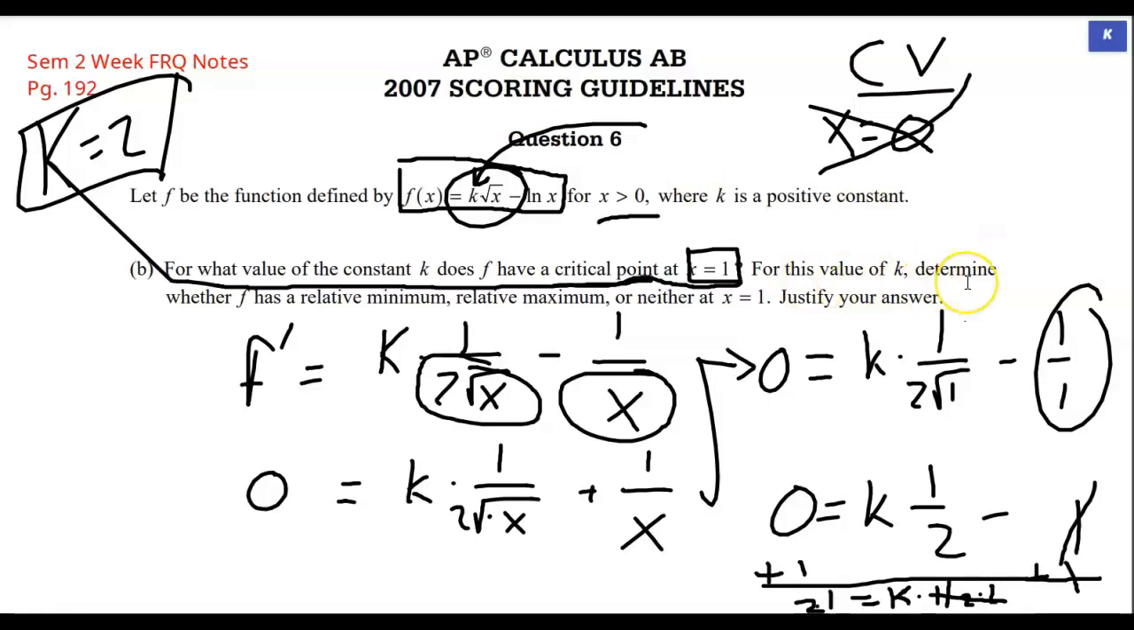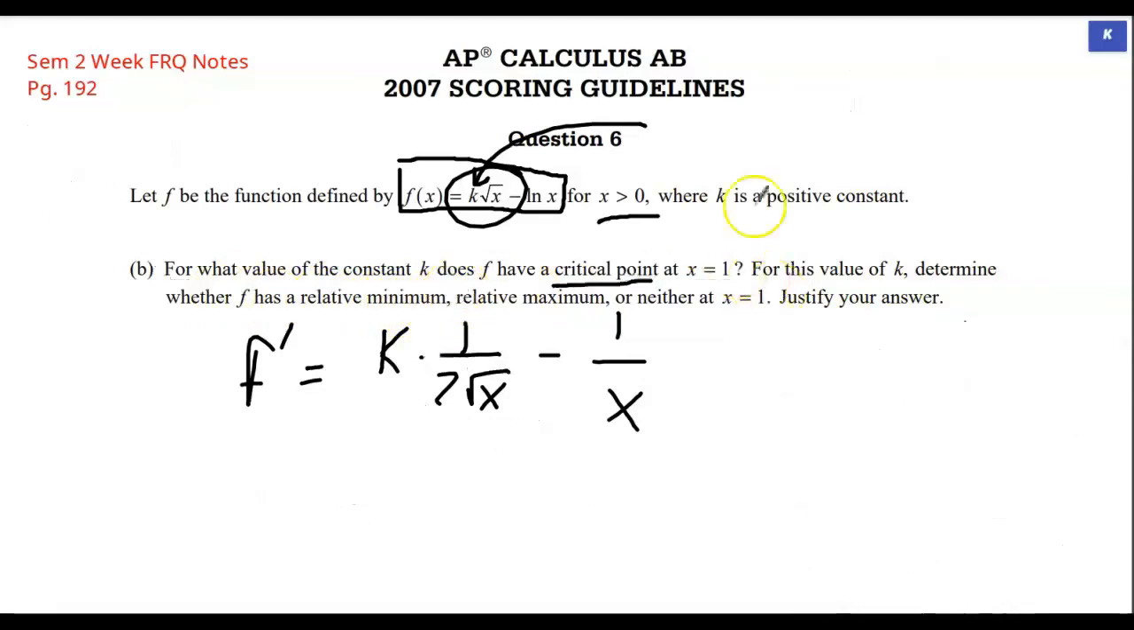They want to know for this value of k, determine whether f has a relative min or relative max or neither at x equals 1. And just like on the last slide, we're just going to do the first derivative test for this part of our question. And for the first derivative test, you need to find your derivative, which we've already done. But this time, we already know something. We know that k equals 2.